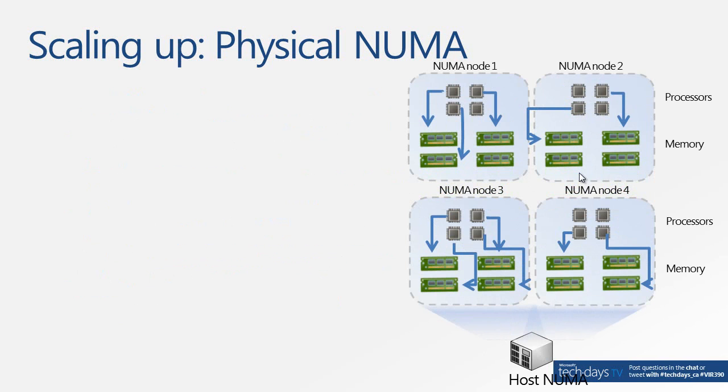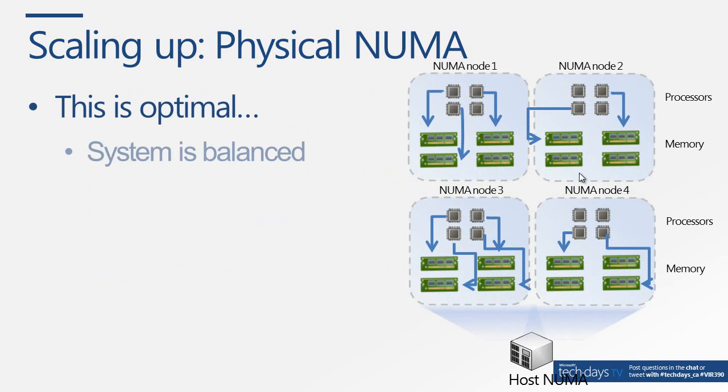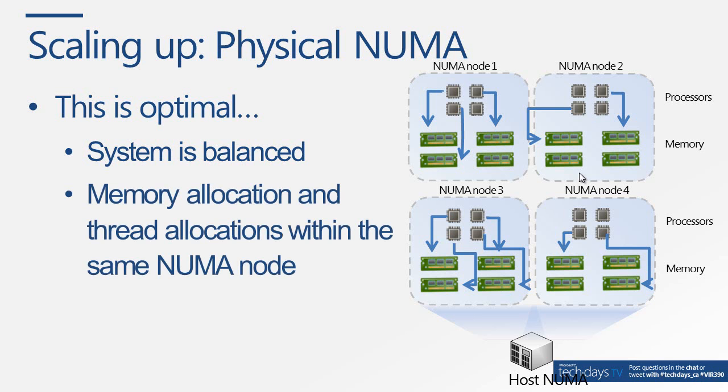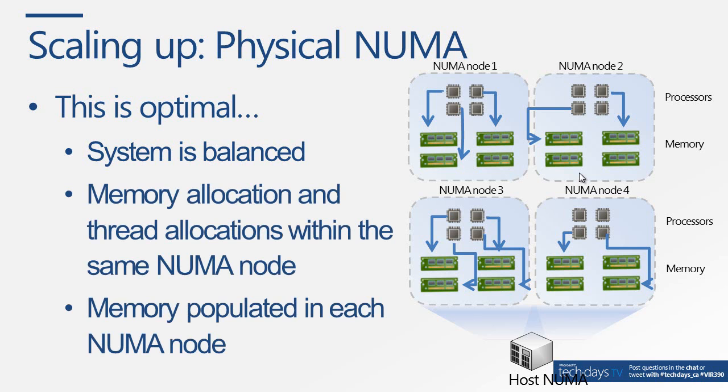So here is an actual example of a really, really great NUMA allocation. The system is balanced, so every single socket has got the equal number of DIMMs, every single core has got a certain amount of memory to be able to go ahead and access, and everything is balanced. So memory allocation and thread allocations are within the same NUMA node, and there's memory populated in every single node. We're not actually ever crossing NUMA boundaries. This in itself is optimal, and it is a very, very good implementation at the physical level of your virtualization hosts.